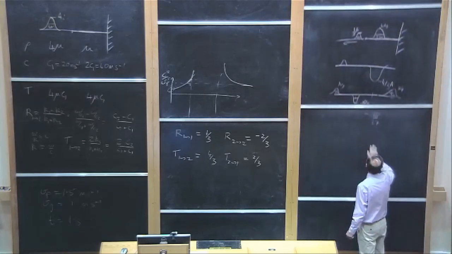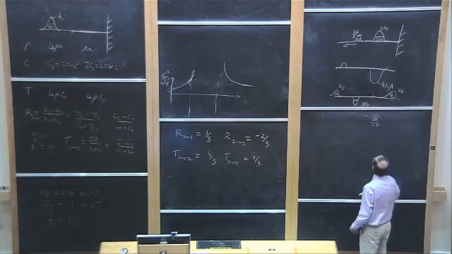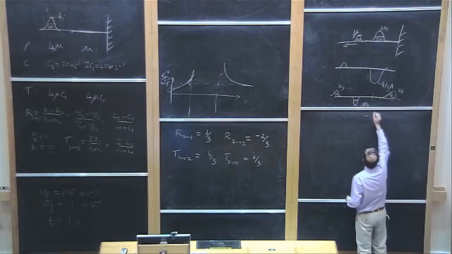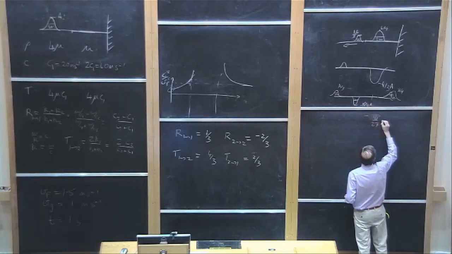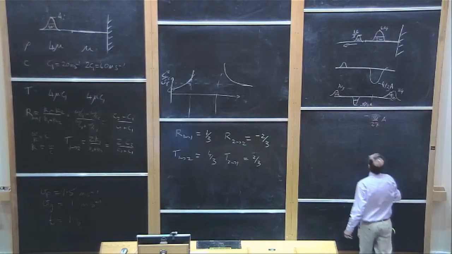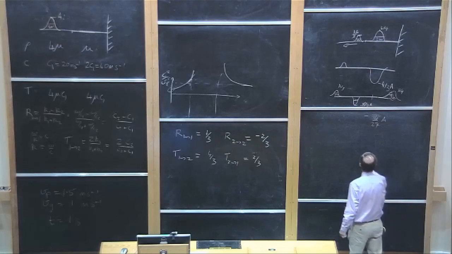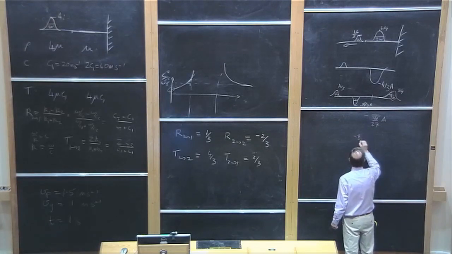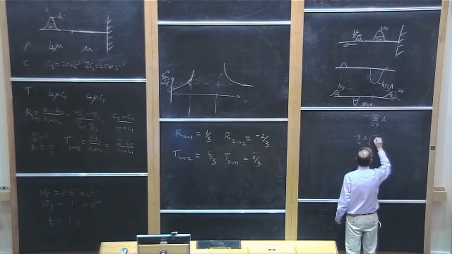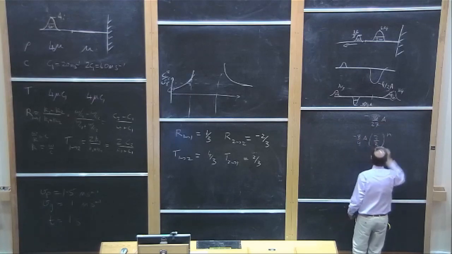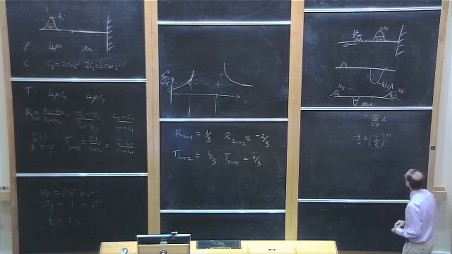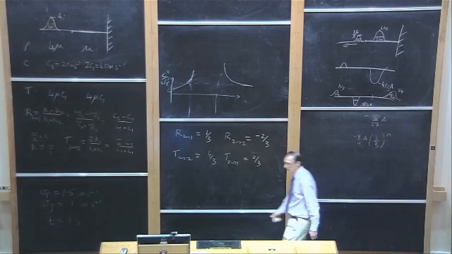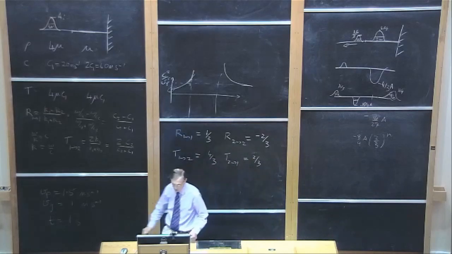So 8/9 has become 16. Minus 8/9 A has become minus 16 over 27 A, and so there'll be a whole sequence of those, and the nth term will be minus 8/9 A times 2/3 to the n. So we get a whole sequence of pulses coming back, getting smaller and smaller and smaller.